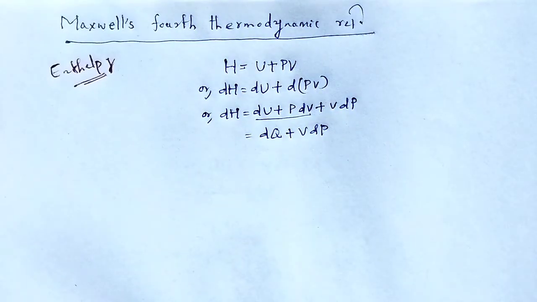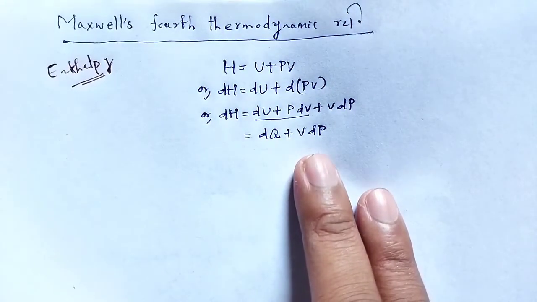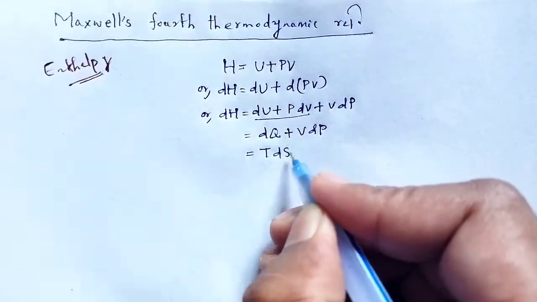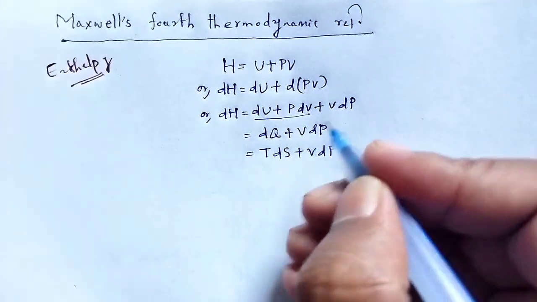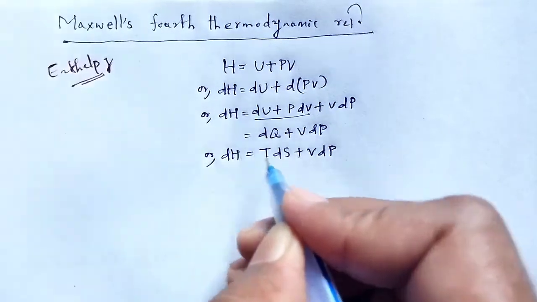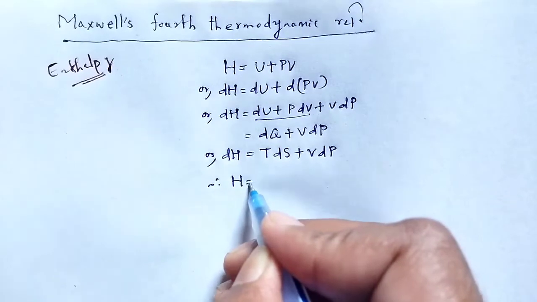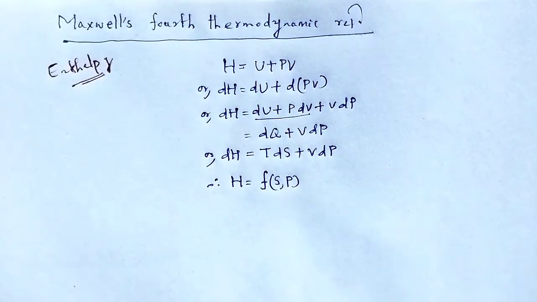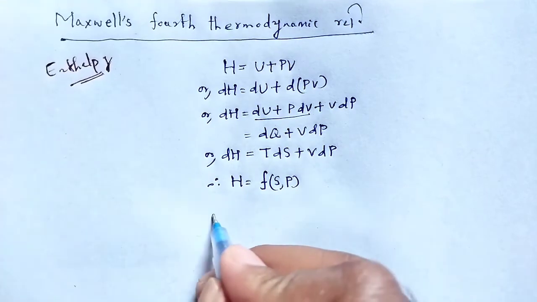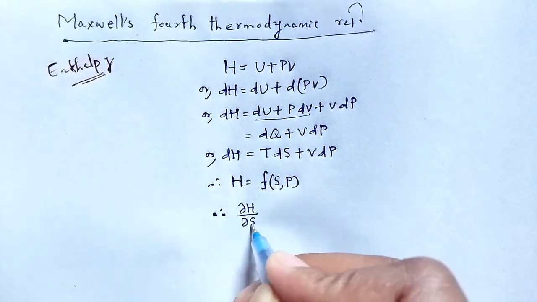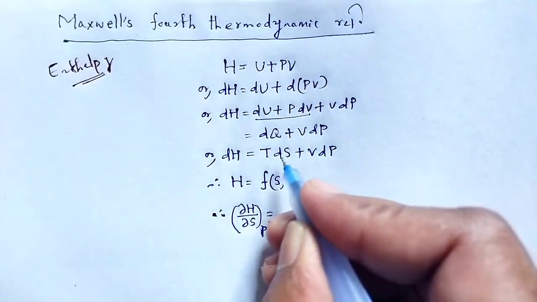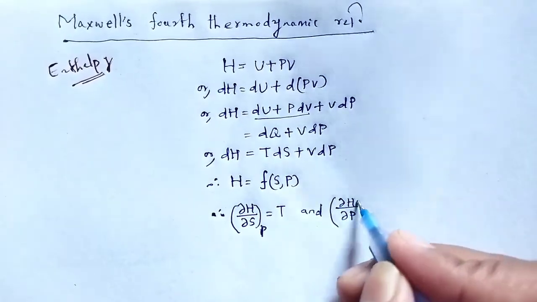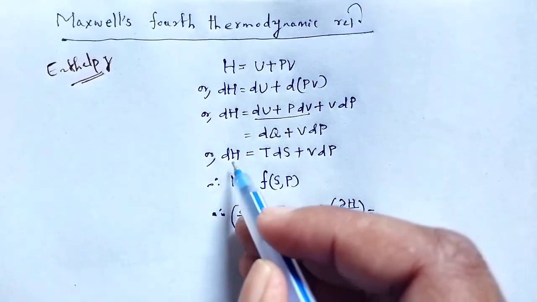Look at that equation. dQ plus Vdp, and dQ is equal to TdS. We use the second law of thermodynamics here. So dH is equal to TdS plus Vdp. That means enthalpy is a function of entropy and pressure, change in entropy and change in pressure. So it has two differentials. Therefore, del H by del S at constant pressure is T, and del H by del P at constant entropy is V.